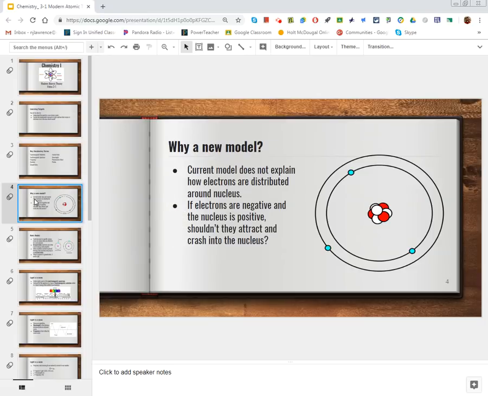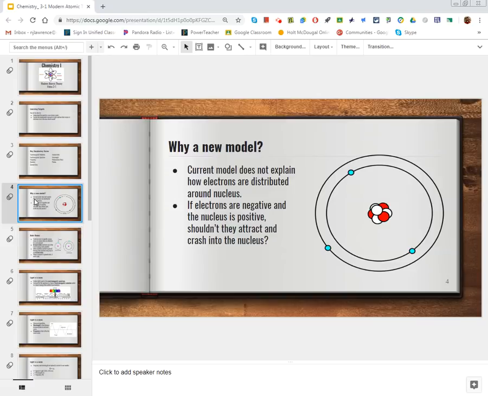So what happened? Well, where we left off, we knew that our protons and our neutrons were in the nucleus. And we believed the electrons existed in that mostly empty space around the nucleus, which took up most of the volume of the atom. However, that model did not really explain in detail what the electrons were doing or give us some information about them. So the current model does not explain how electrons are distributed around the nucleus. So we had to come up with a new model.